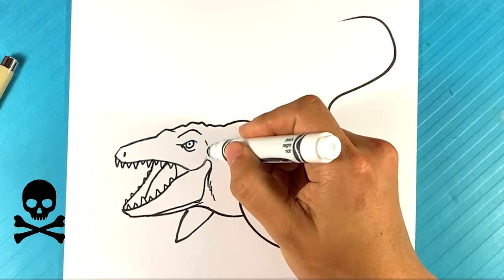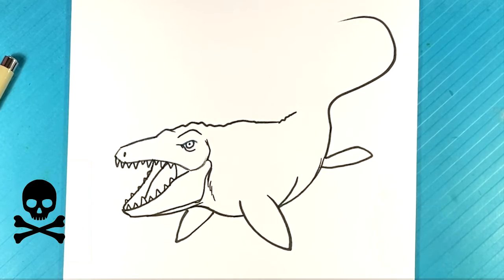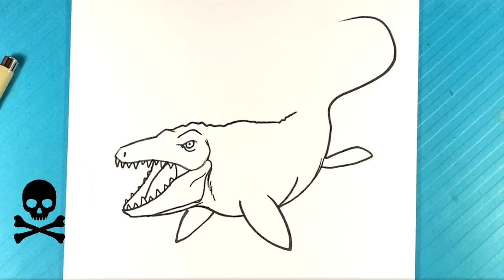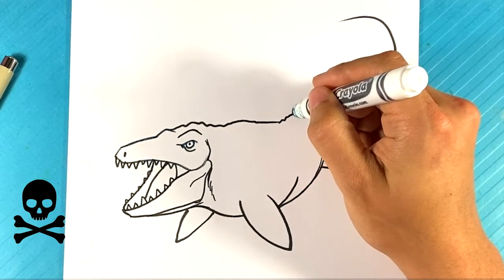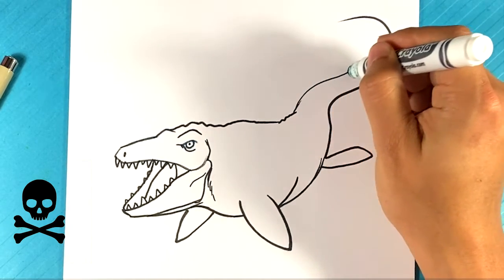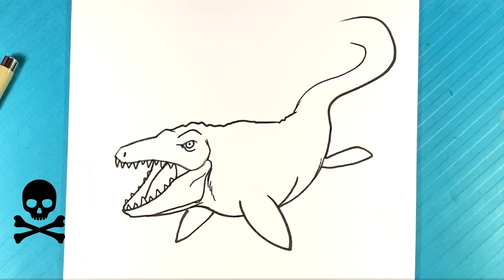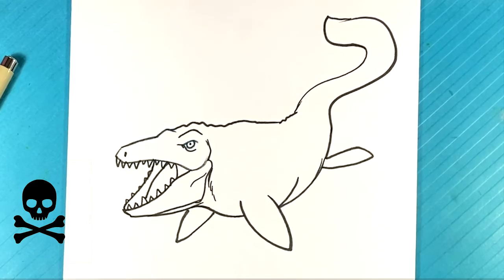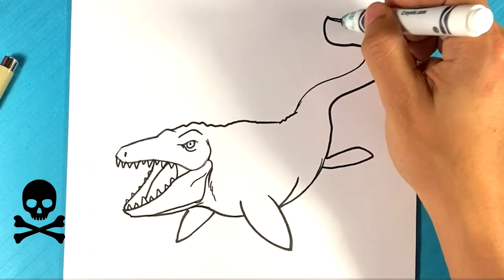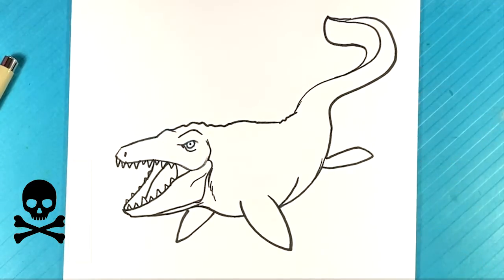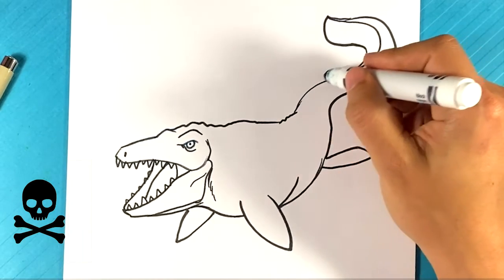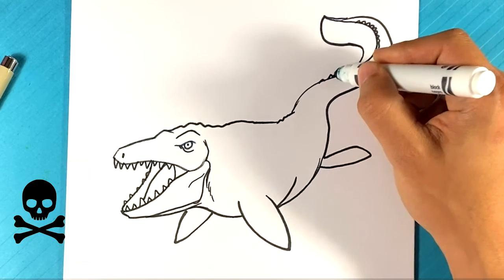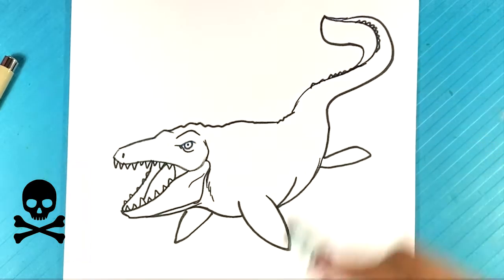Let's go over here to the back of the head, put like a bump right there. Curve over here. Line over here on this side. The tail gets bigger at the end. Okay. Line here in the middle. And I'm going to draw a little bit of spikes here on the top right there. Little bit of spikes. Very small.